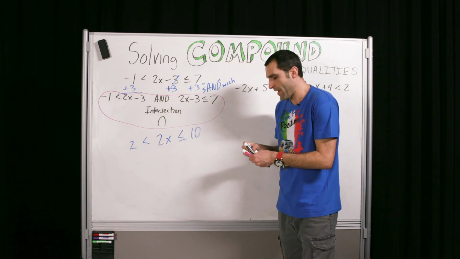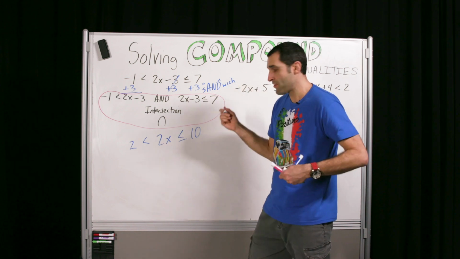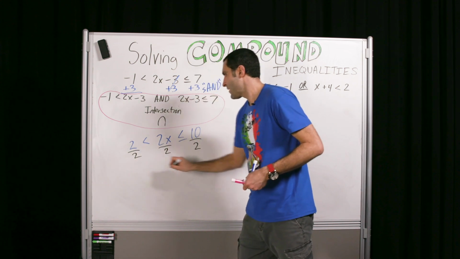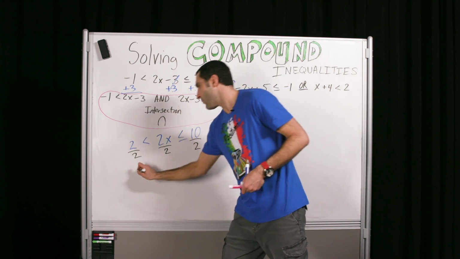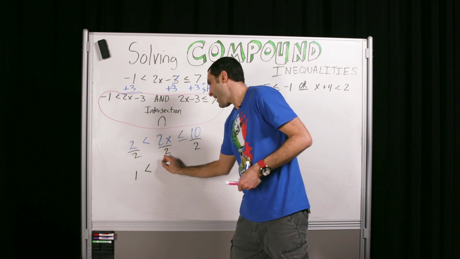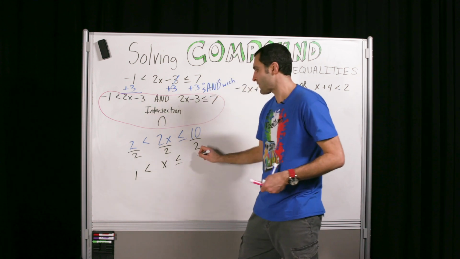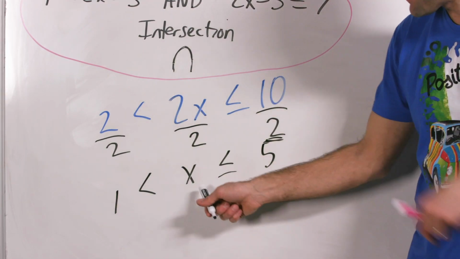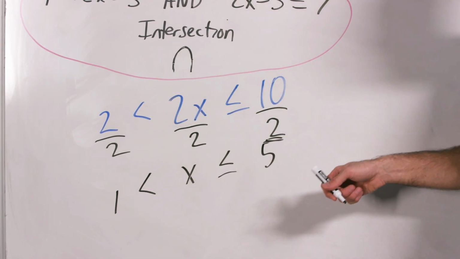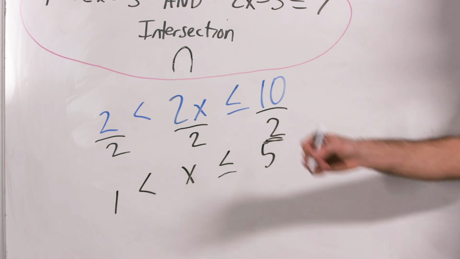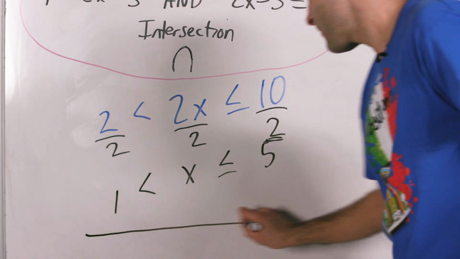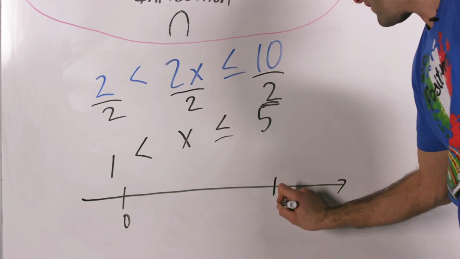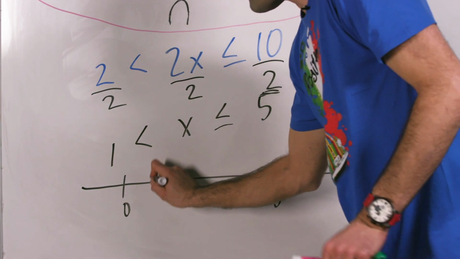And we are one step away. We're going to divide everything by 2. So this goes 2 and here and here. Divided, so 2 divided by 2 is 1 less than x less than or equal to 10 over 2, 5. So what this is basically saying is that x is sandwiched between 1 and 5, and your next goal will be to graph this on a number line.